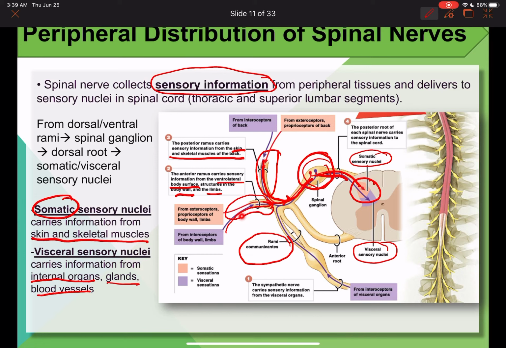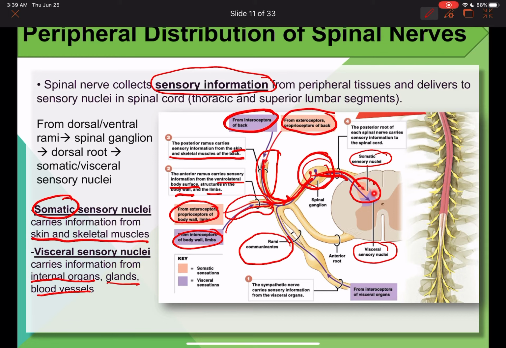But you still have sensory information coming from your somatic part of the body through your anterior rami or posterior rami as well, depending on whether we're talking about information coming from interoceptors versus exteroceptors. We'll talk about these when we get to chapter 15 and chapter 16's lecture. So there are exteroceptors and interoceptors. Exteroceptors go toward the somatic sensory nuclei because those have to do with skin and skeletal muscles of the body. Interoceptors usually have to do with organs and glands, so they go into the visceral sensory nuclei.